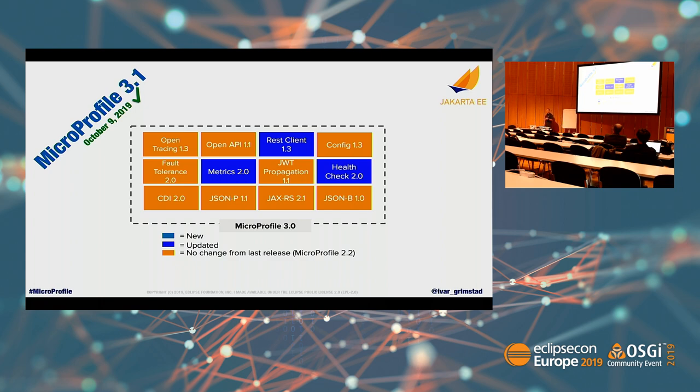It has support for JWT propagation, so you can have a JSON Web Token propagated from service to service with very little impact on your actual code. You get pretty good support for it. It has support for health checks, and the new Health Check 2.0 adds support for two health checks in addition to the regular one, so you can check for liveness and readiness as well. I'll demo that later. So these are the eight specifications that are on top of the existing Java EE technologies that MicroProfile provides for you.